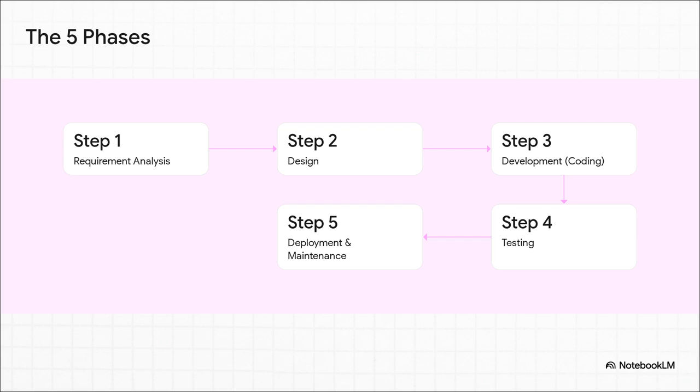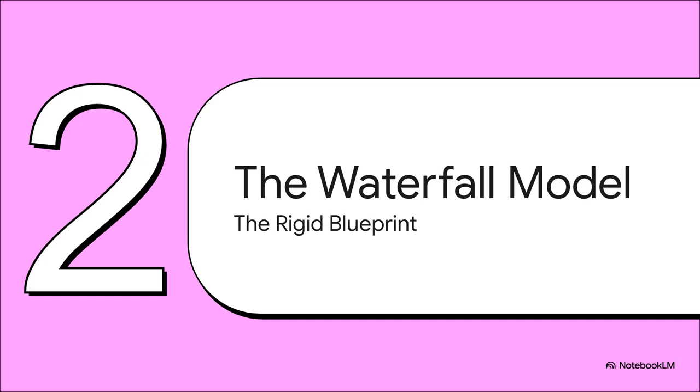Believe it or not, every piece of software you've ever used has gone through these steps in one way or another. Okay, so we know the steps, but how do teams actually do them? They use different models or methodologies. Let's start with the original, the classic, the OG approach, the waterfall model.